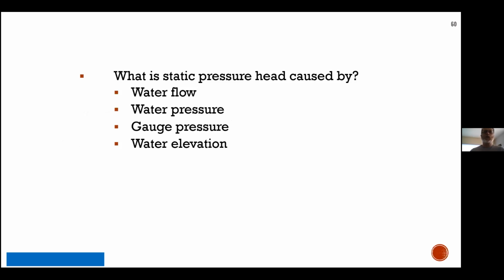What is static pressure head caused by? Well, it's not flow. Static means nothing's moving. Water pressure, well, it can't be itself. We're talking about the elevation of water in a vessel. And remember, it doesn't matter the shape of the vessel, it's the elevation that creates the static pressure head.